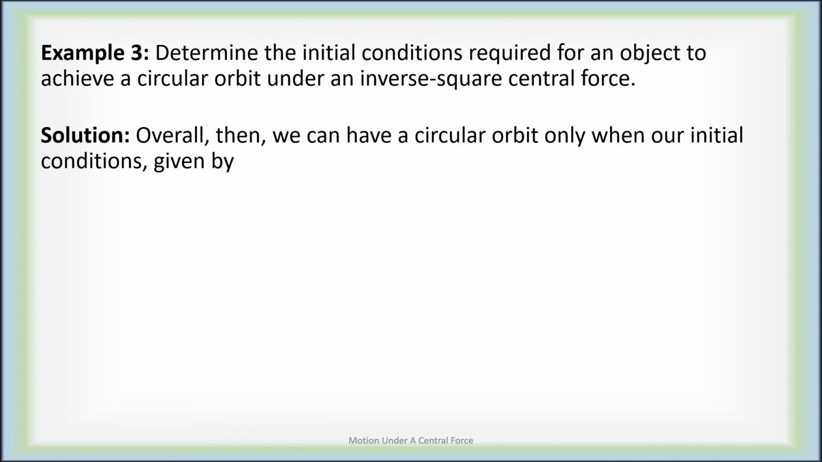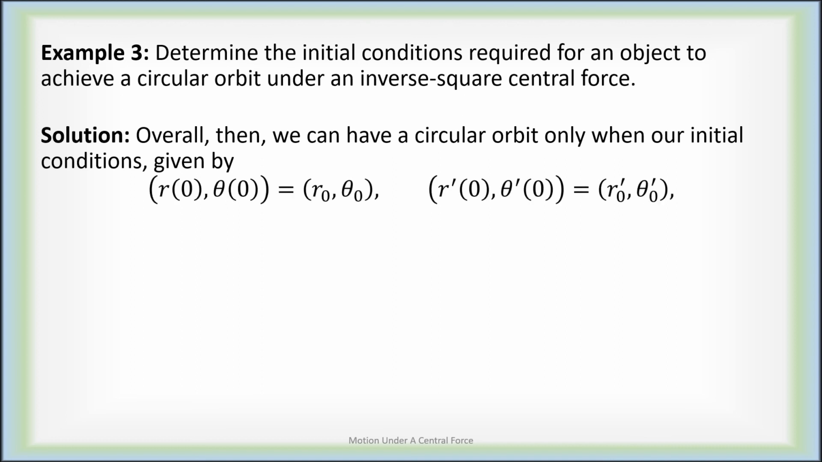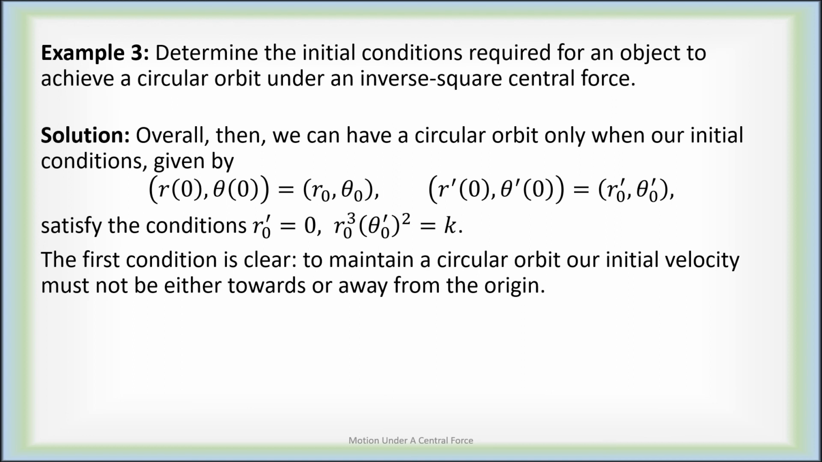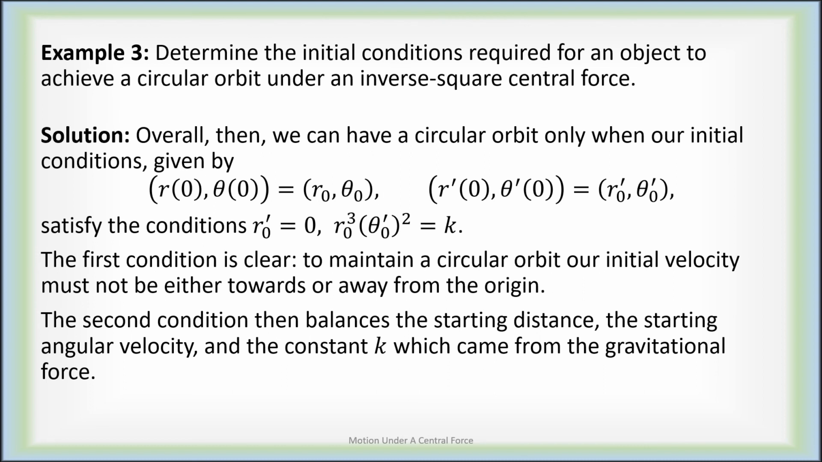So overall, how can we have a circular orbit? How can we have 0 eccentricity? We determined that setting initial conditions in these terms must have r prime of 0 equals 0, but r of 0 cubed times theta 0 prime squared must be the constant k. The first condition is pretty clear. If we want a circular orbit, your initial radius shouldn't be changing. I shouldn't start with r prime positive or negative. I shouldn't start moving towards or away from the origin. Otherwise, I'm definitely not going to have a circle. The second condition balances a few things against one another. The starting distance, r sub 0, the starting angular velocity, theta prime sub 0, and the constant k, which came from a gravitational force.